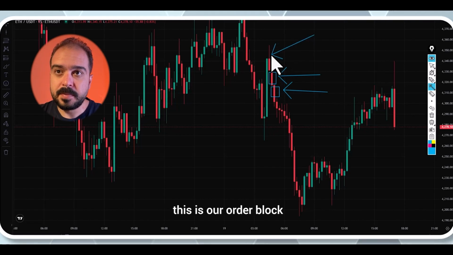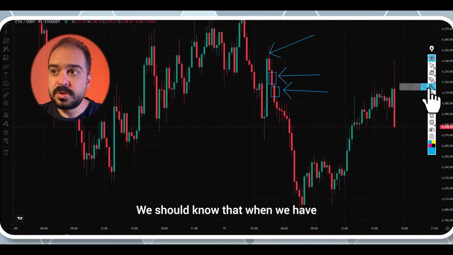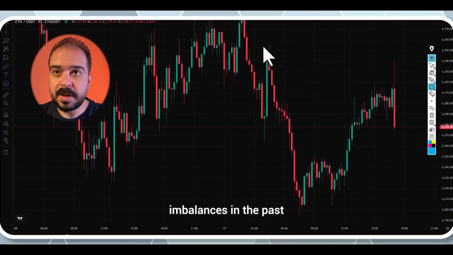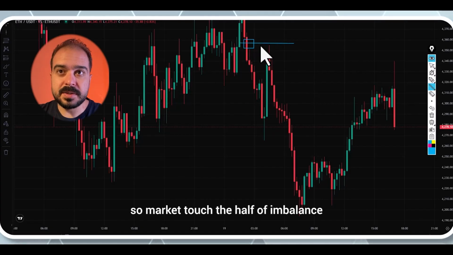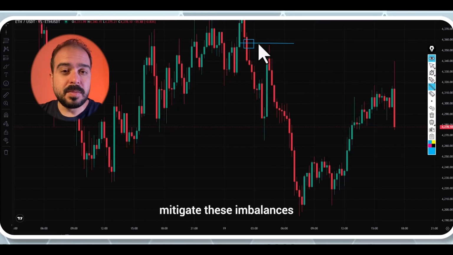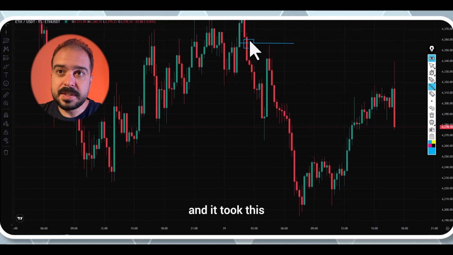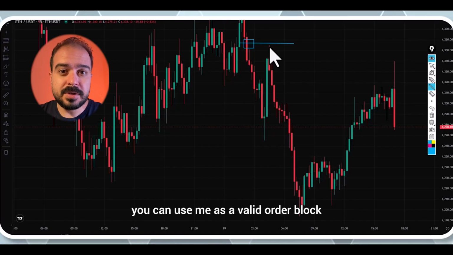This is our order block. Why is this candle our order block? Why can we say that? Because we should know that when we have imbalances in the past, half of it is enough. So here, the market touched half of the imbalance. So this block mitigated these imbalances, and it took this liquidity from this point and came down. So it tells us I am valid. You can use me as a valid order block.